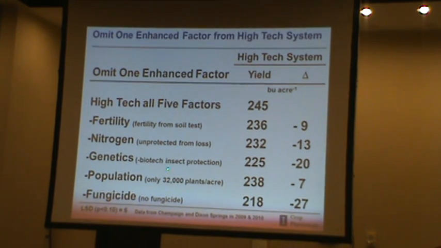If I only did 32,000 plants per acre, with all that management, man, every year it's filled to the tip, it looks fantastic, but there's not enough plants, so I give up 7. That's the swing player. And if I had more plants that were well fed and protected from insects, and I didn't finish it off with the fungicide, I lost a whopping 27. So this is the one thing I did that gave me high yield.